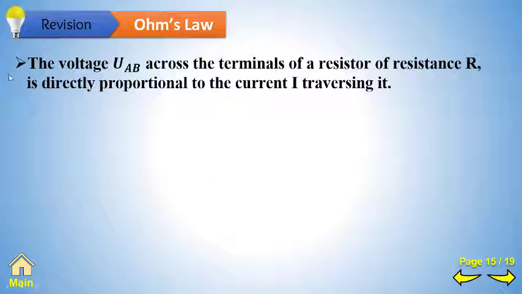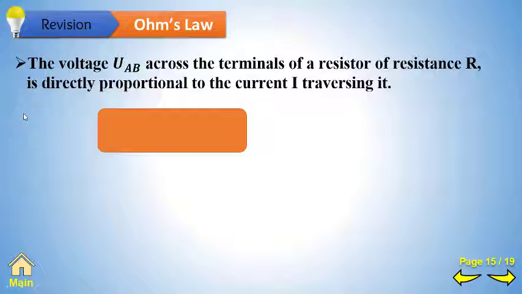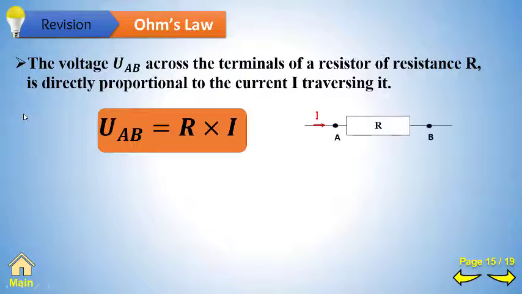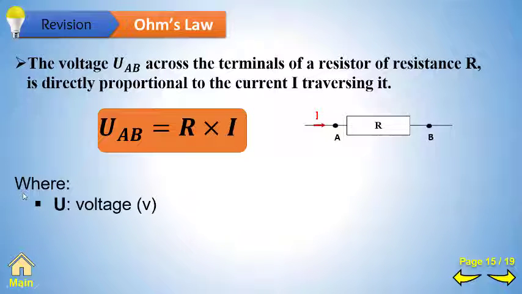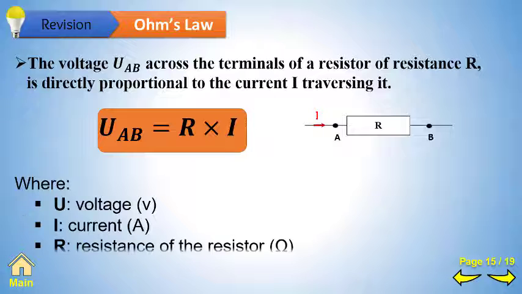Ohm's law states that the voltage UAB across the terminals of a resistor of resistance R is directly proportional to the current I traversing it, which can be written as UAB equals R times I, where U is the voltage across the terminal of the resistor, I is the current traversing the resistor, and R is the resistance of this resistor.